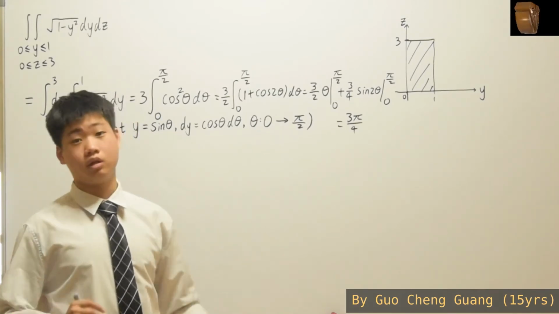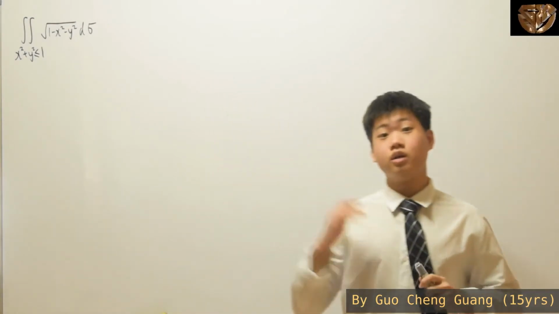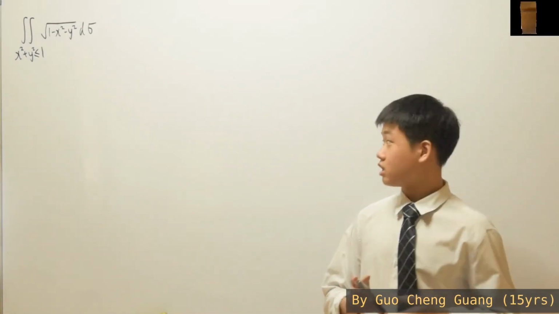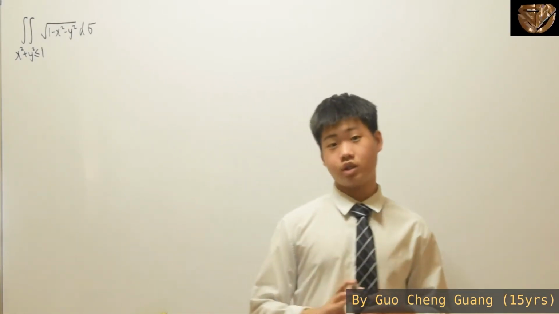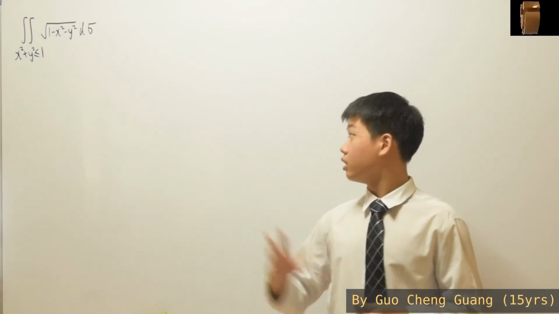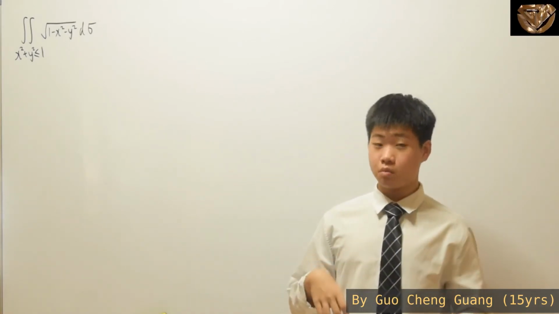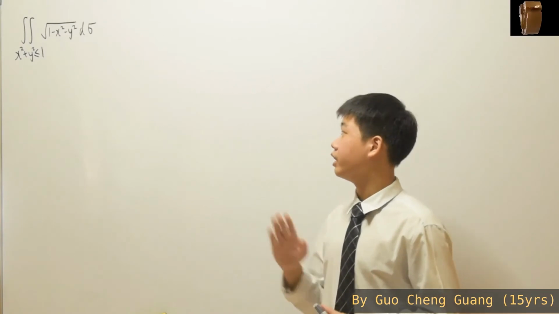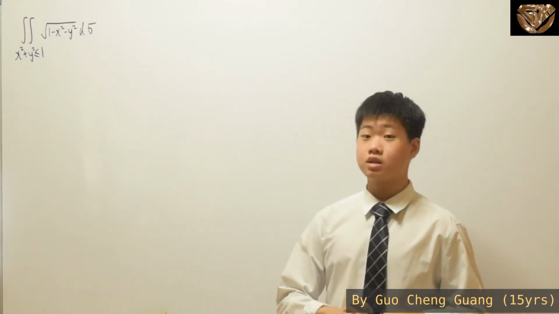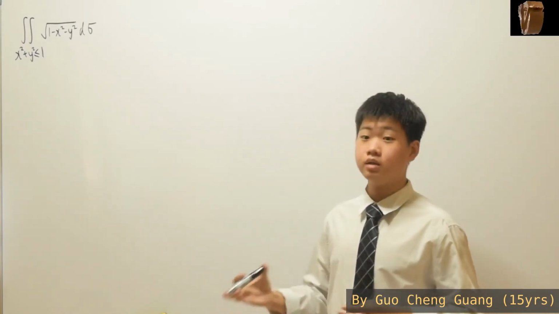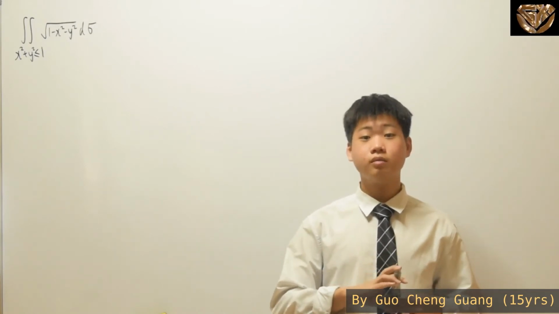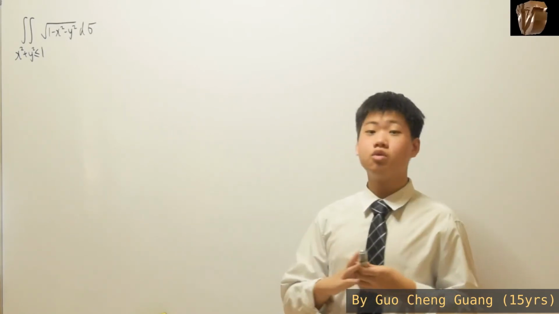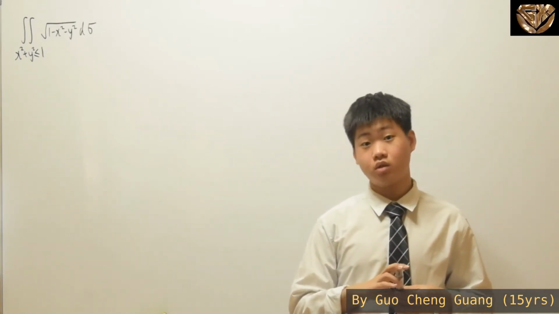Right, so next we'll be taking a look at the second question. Right, so here is our second example. In this second example again, we have a double integration, but our boundary this time is x squared plus y squared is smaller or equals to 1, and our integrand is square root 1 minus x squared minus y squared, then the sigma. Alright, so how do we solve this question?